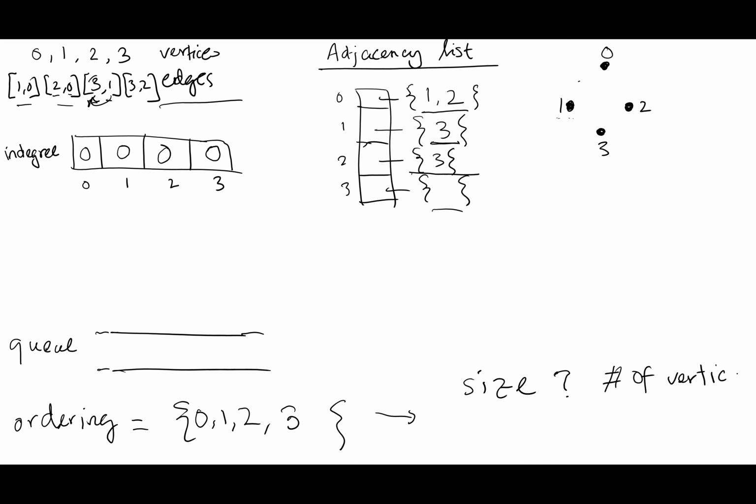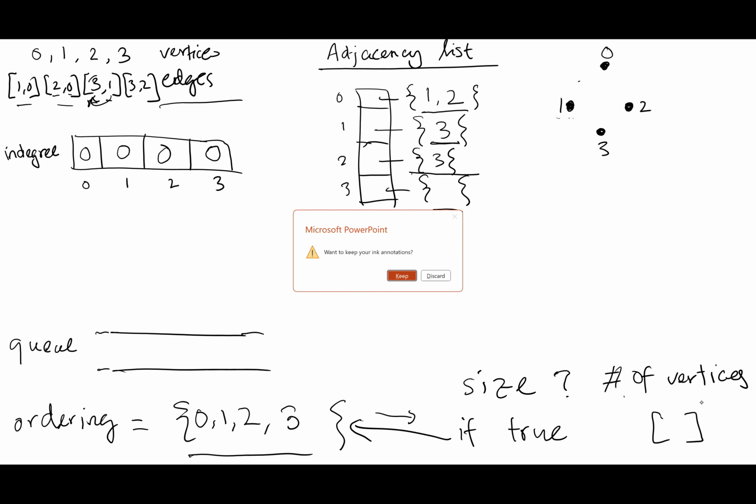If the size is equal to the number of vertices, that means I am able to take all the courses, right? If that is true, then I return this list. Otherwise, I return a new empty list. Okay, so let's try to code this.